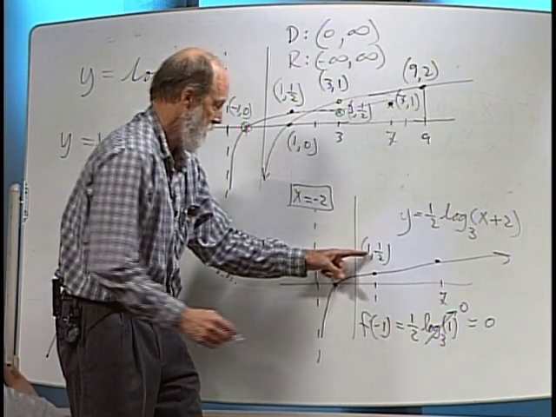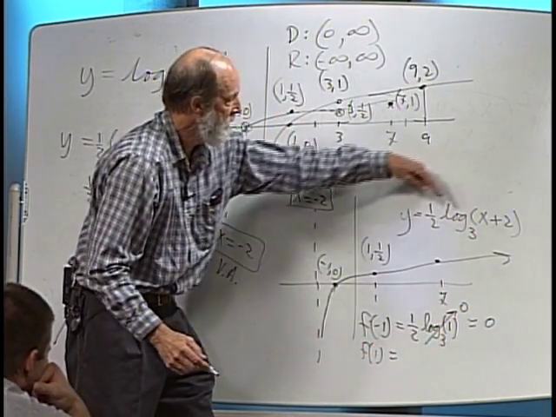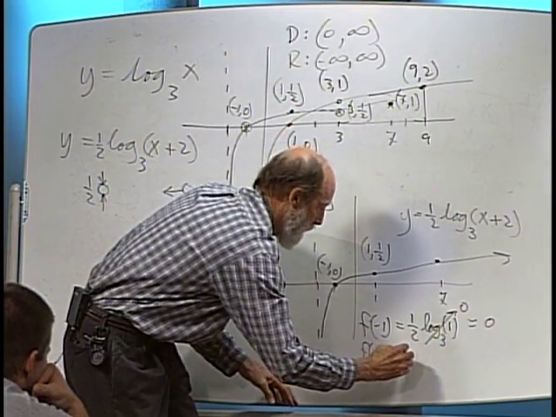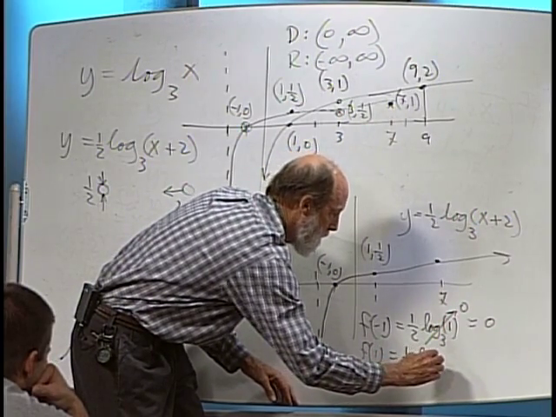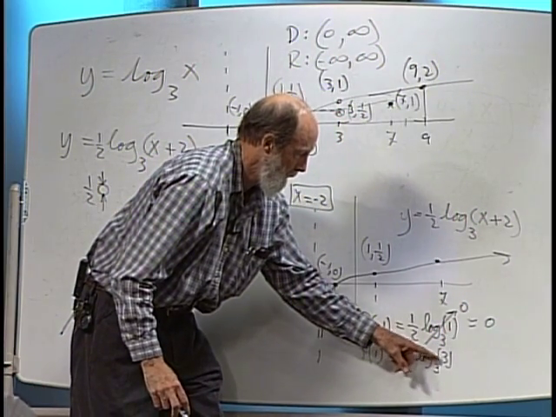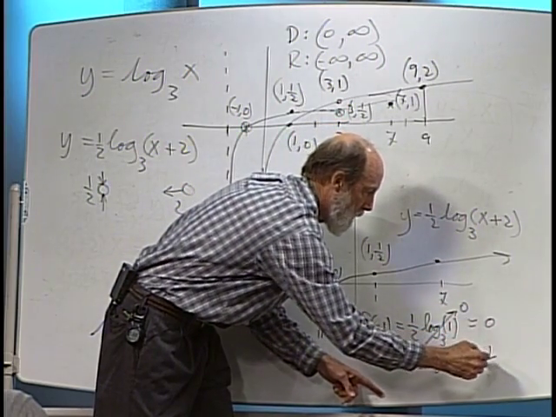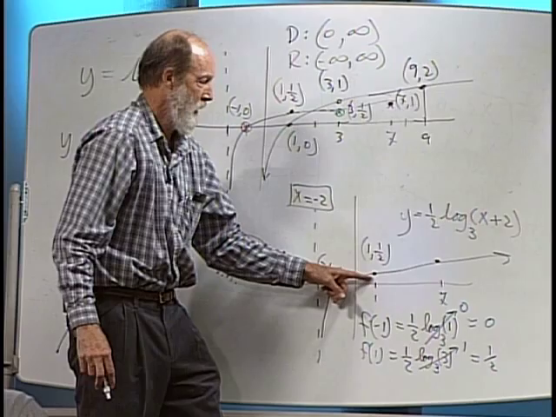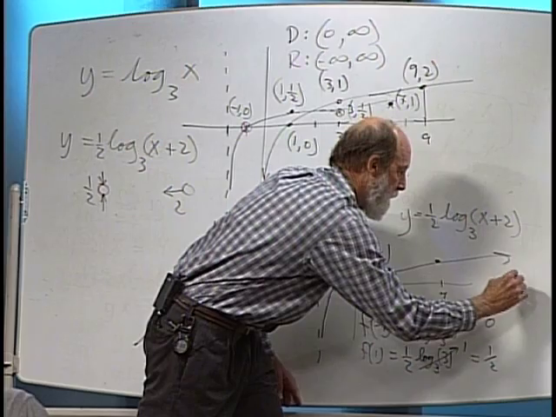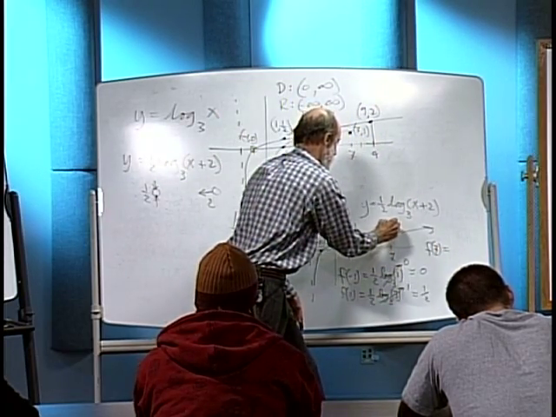Let's try putting an input of 1 in. I get log base 3 of 3 with a 1/2 in front. What's the exponent of 3 that gives you 3? 1. That turns to 1, and we get a value of 1/2. And if I put a 7 in, f of 7, checking this point, 7, 1, I'm checking it.